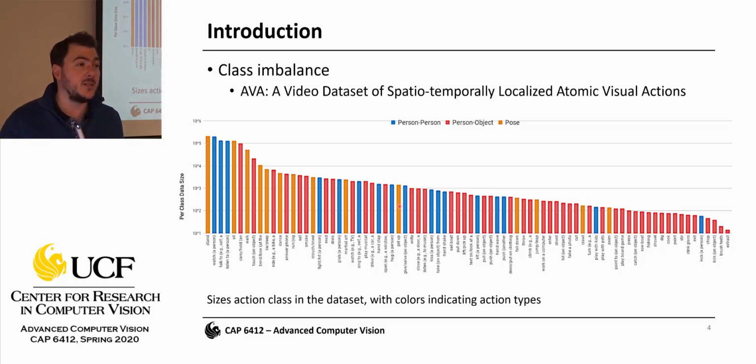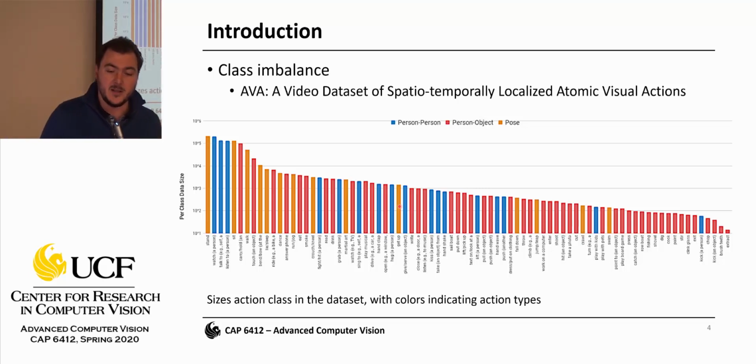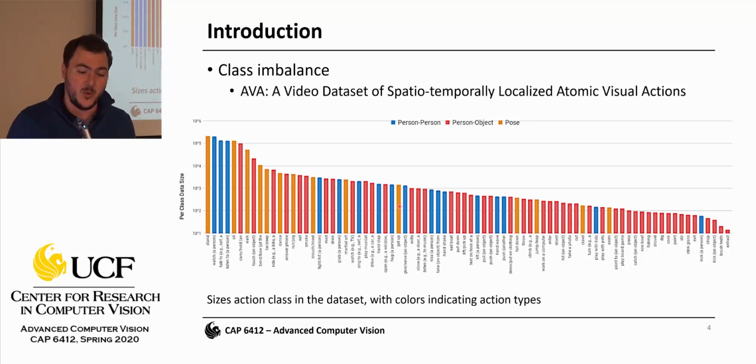This is very common to find across different data sets. Here's an example of a video data set for action recognition, and it has different classes and different categories of classes. For example, actions, person to person, person to object, or pose. As you can see here on the left, some actions are seen way more often than the other ones. For example, the person-to-person action to watch a person is way more often seen than kick a person, right? So that's very common in data sets.